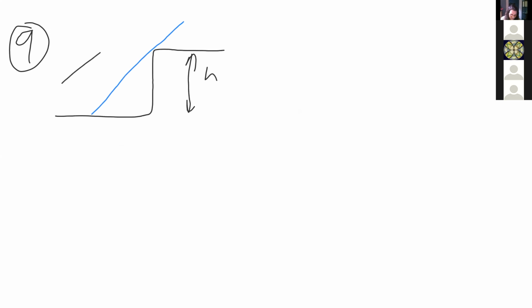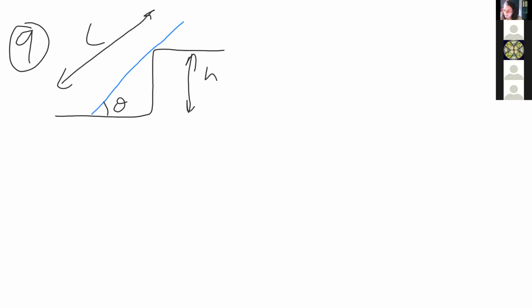Problem number 9, we're back to a plank that is leaned up against like a ledge. So there's your ledge, and here's your plank. The ledge itself has a height of h, and the plank has a length of L, and it's going to be leaning at an angle theta. Okay.